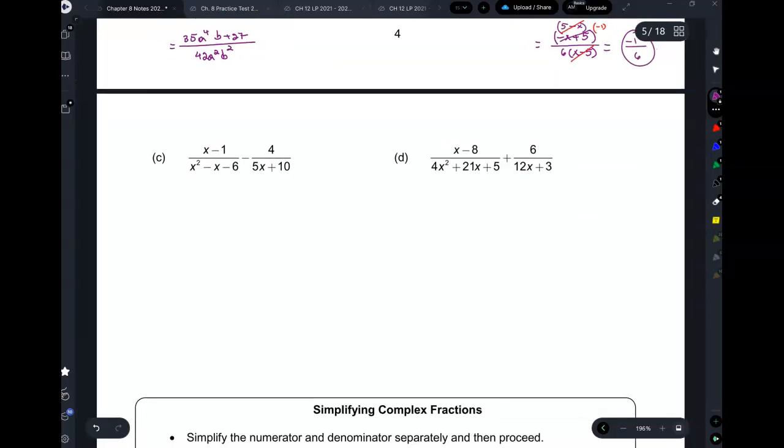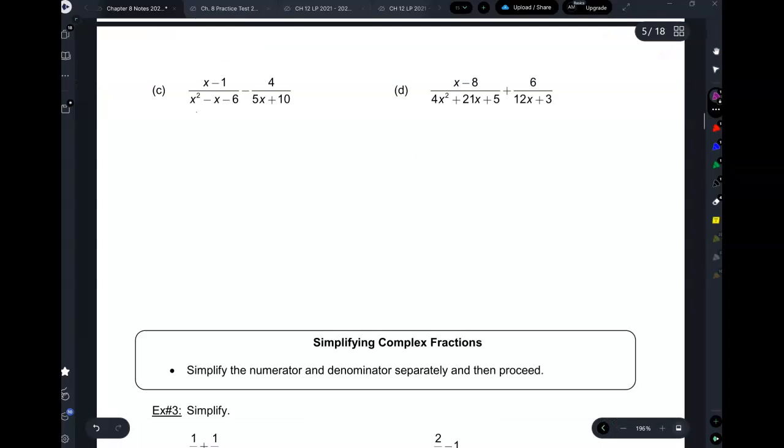Okay, so let's do this next one. Let's first factor: x minus 3, x plus 2, 5, x plus 2. Okay, so what's the common denominator going to be? 5, x minus 3, x plus 2. You need to take one of each.